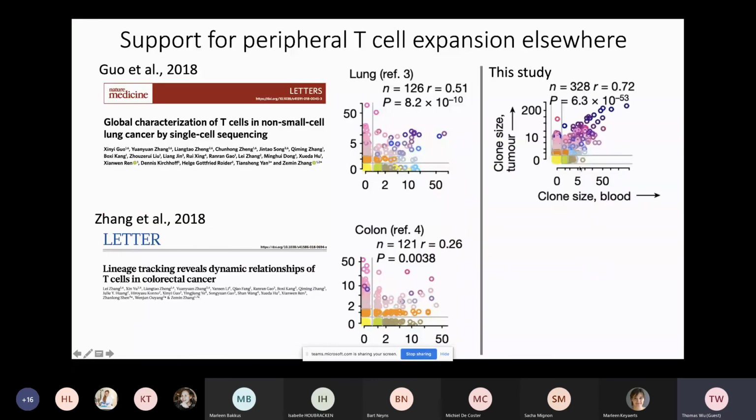And of course, in our study, we did the same thing. We saw this striking pattern across all of our patients that when you saw expansion in the blood, these same clones were also expanded in the tumor. And of course, we have a larger data set, so it's a little clearer.